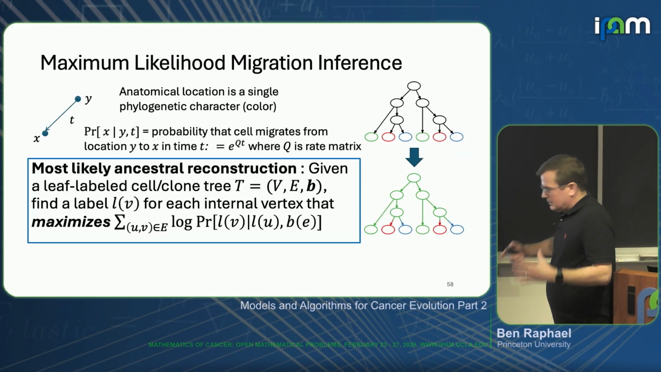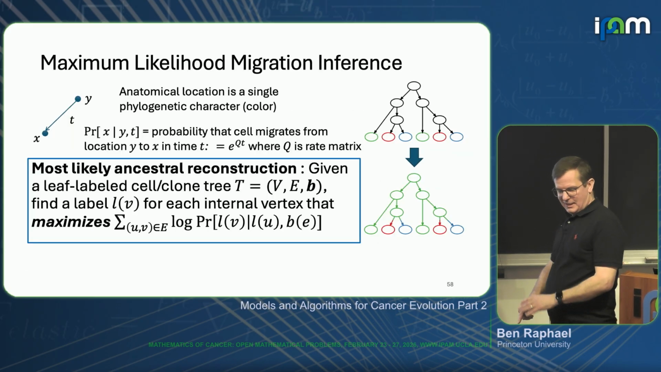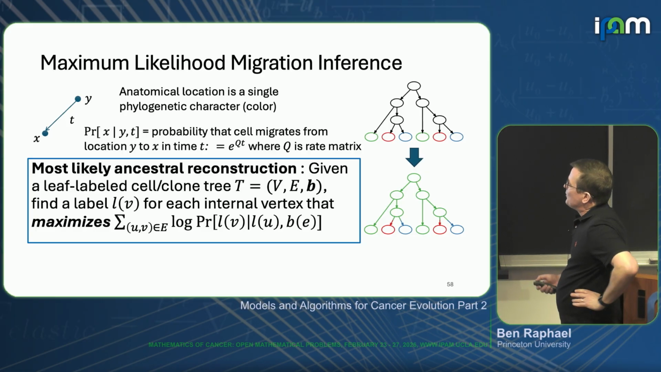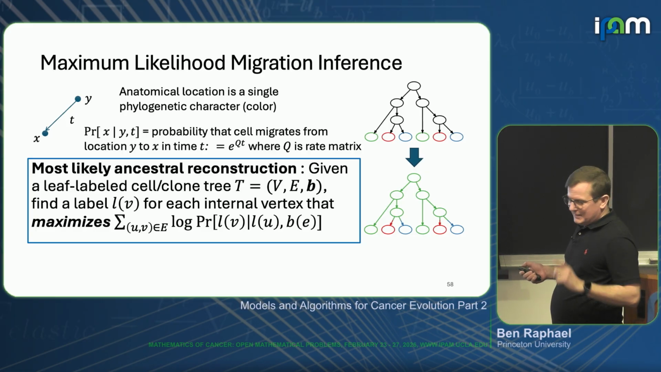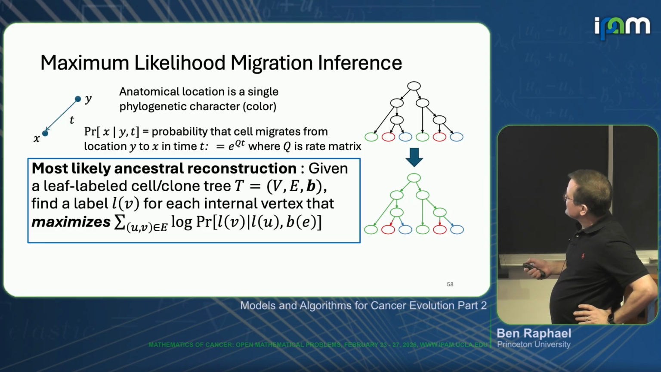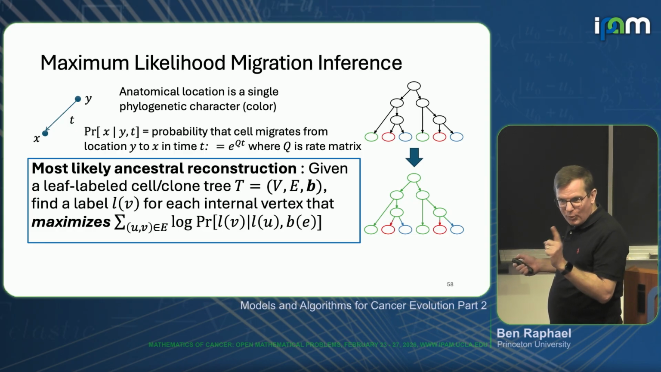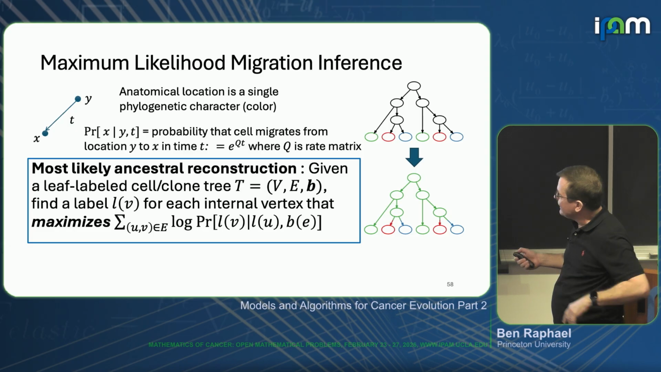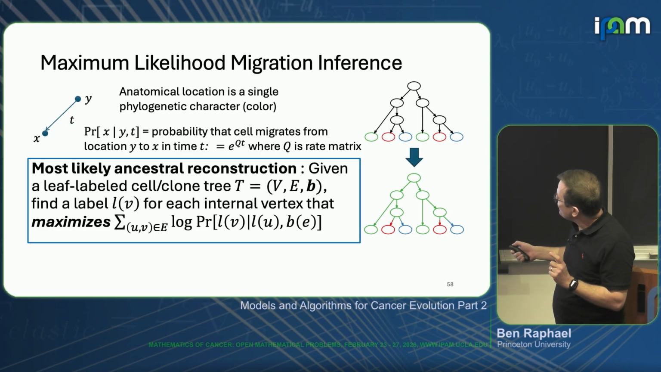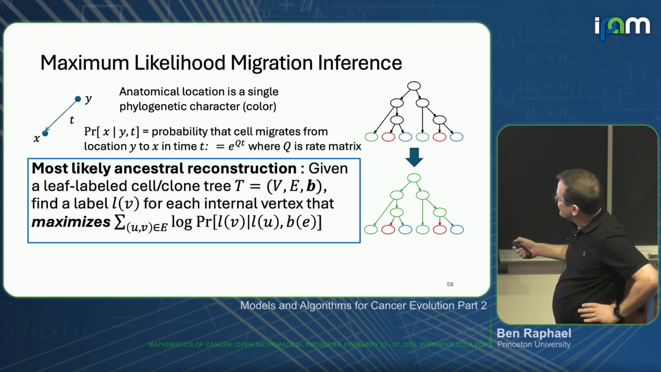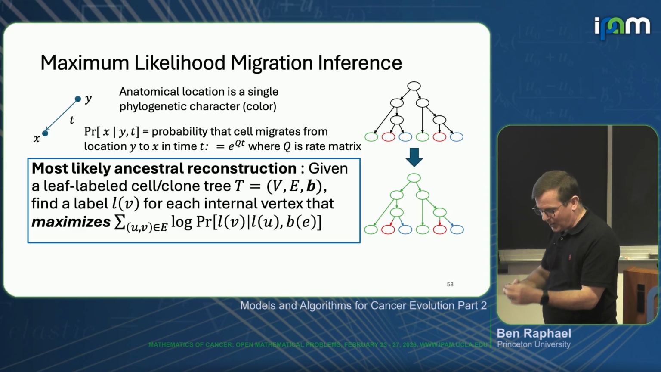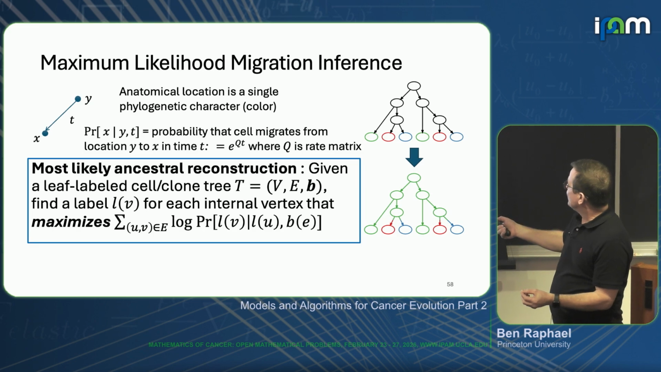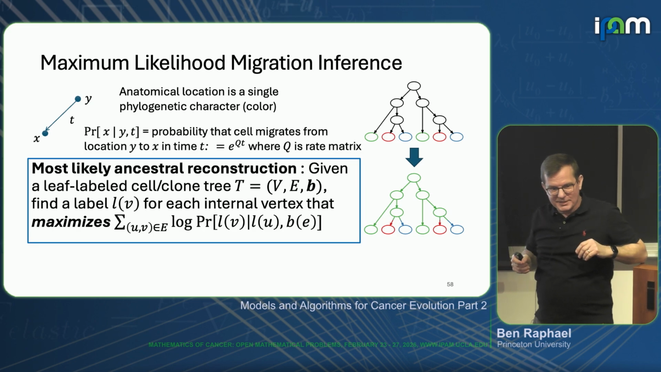And so going back again to our simplest model. The simplest model we have is actually the same model as I showed you in the last section, only now we have one character of interest. That character is the anatomical location of the cell that we measured at the present time. So here I have it as a color. So maybe green is that the cell was from the primary tumor, and red and blue were different metastases, right?